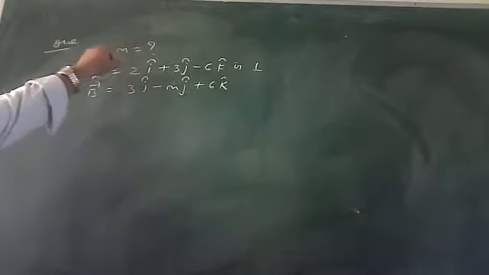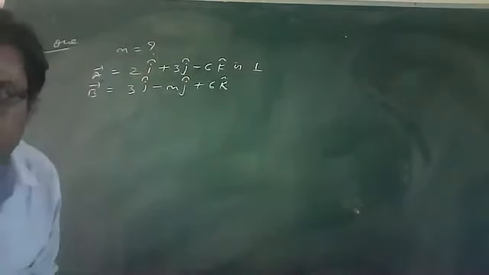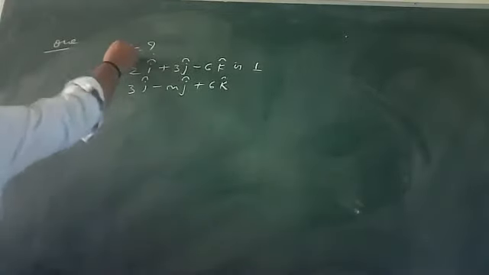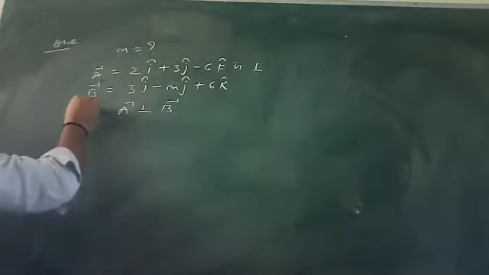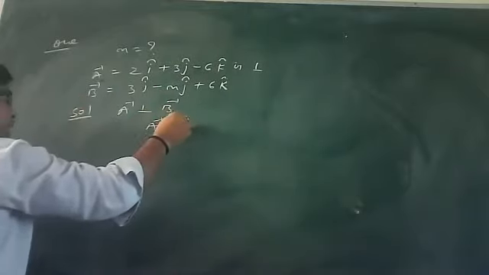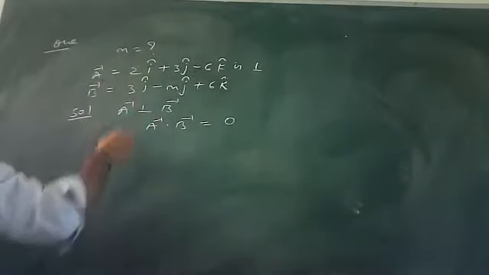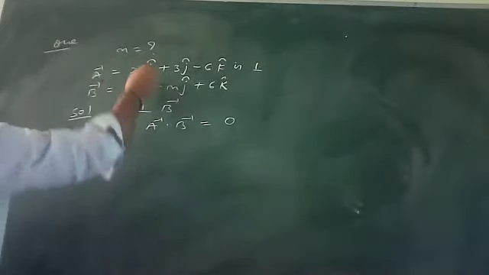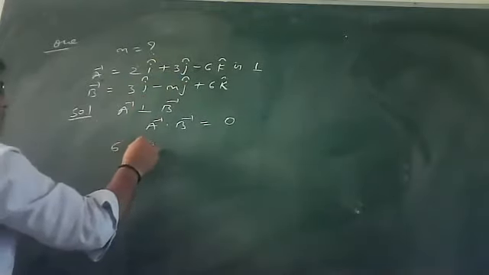You have to find the value of m so that these two vectors are perpendicular to each other. Now, what is the concept here? This question gives A vector perpendicular to B vector. That means if I find A dot B, I will get 0. What is A dot B? I multiply it. What will you get here? 2i cap plus 3i cap, you will get 6 plus 3, it is minus, and you will get minus 3 here.